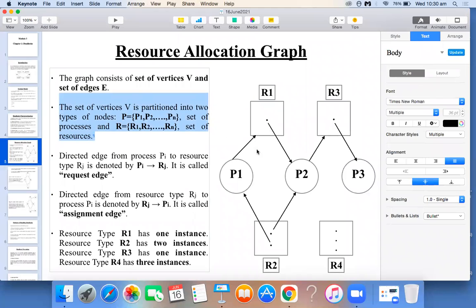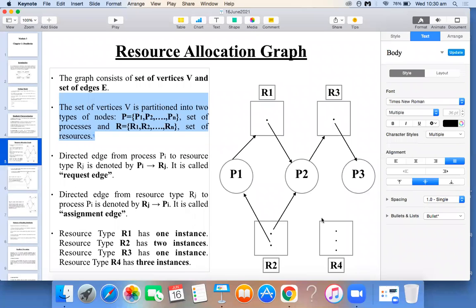Similarly, you can see the arrow mark symbols. These arrow mark symbols indicate the edges. So this entire diagram, which you can see on the right part of your slide, is a resource allocation graph. Now what does this say? It is a collection of processes and resources where there is an edge from a process to a resource, and similarly an edge from a resource to a process.